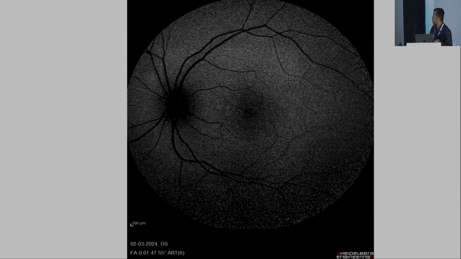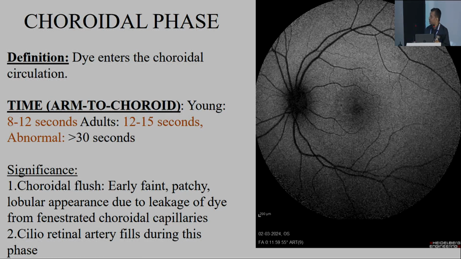You are not actually able to see anything. First, you are not able to see, you are just able to see the choroidal flush. This is a transmitted signal coming from the choroidal flush. This is where the dye enters the choroidal circulation.